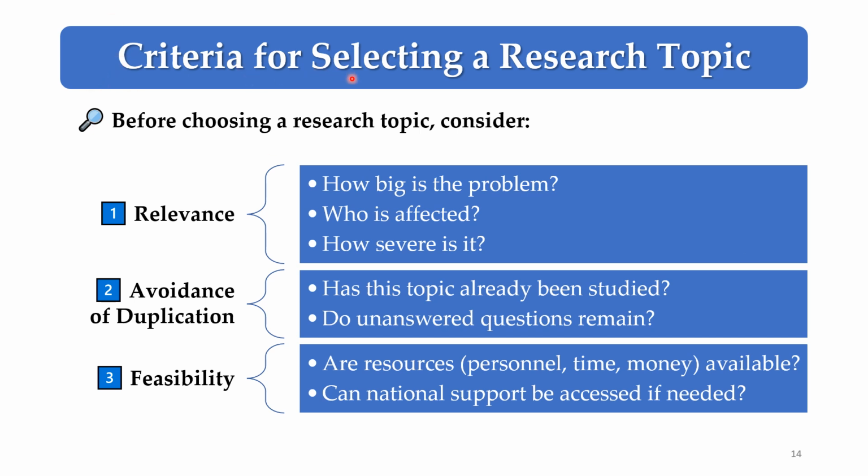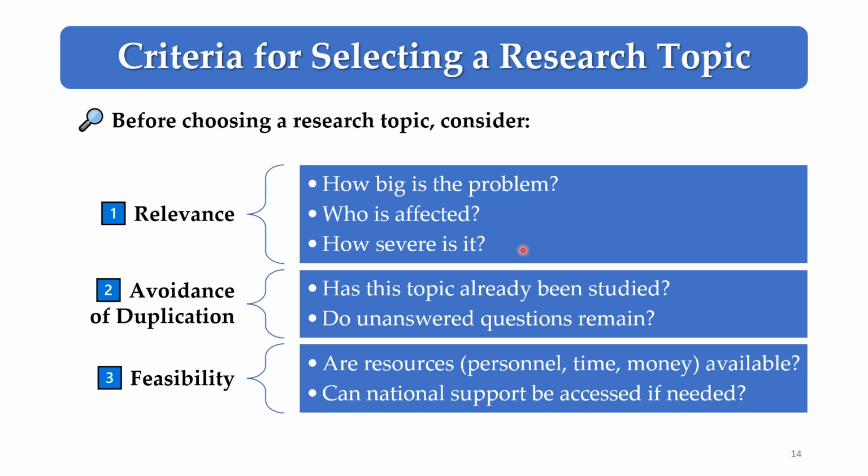So, criteria for selecting a research topic. We have criteria one can follow to choose a research topic. If you have more than one topic, you can use criteria so that you end up with one. One consideration is relevance. In relevance, we have key questions. How big is the problem? Who is affected? How severe is it? Those questions should be clear.